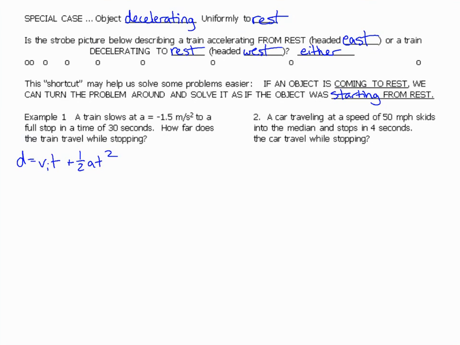We are going to rethink this problem. So the train is slowing down, it has an initial velocity, and we know the final velocity is 0. But we're going to change things up, and we're going to pretend that it is starting from rest and reaching its final speed in a time of 30 seconds. So we are going to use the formula that starts from rest.